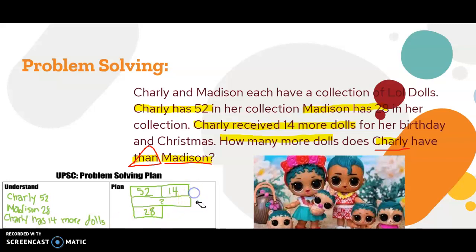So I need to take this off right here. Okay. So this is what my strip diagram looks like. What my strip diagram is saying is that these two parts here represent Charlie's dolls. Because remember, she started with 52, and we're adding 14 more to her collection.